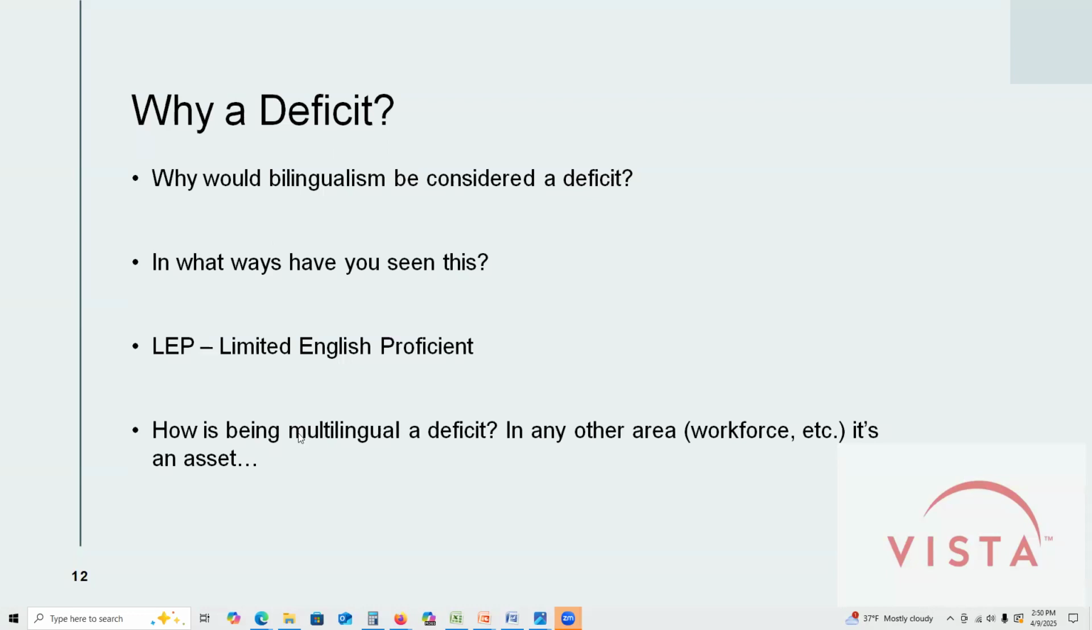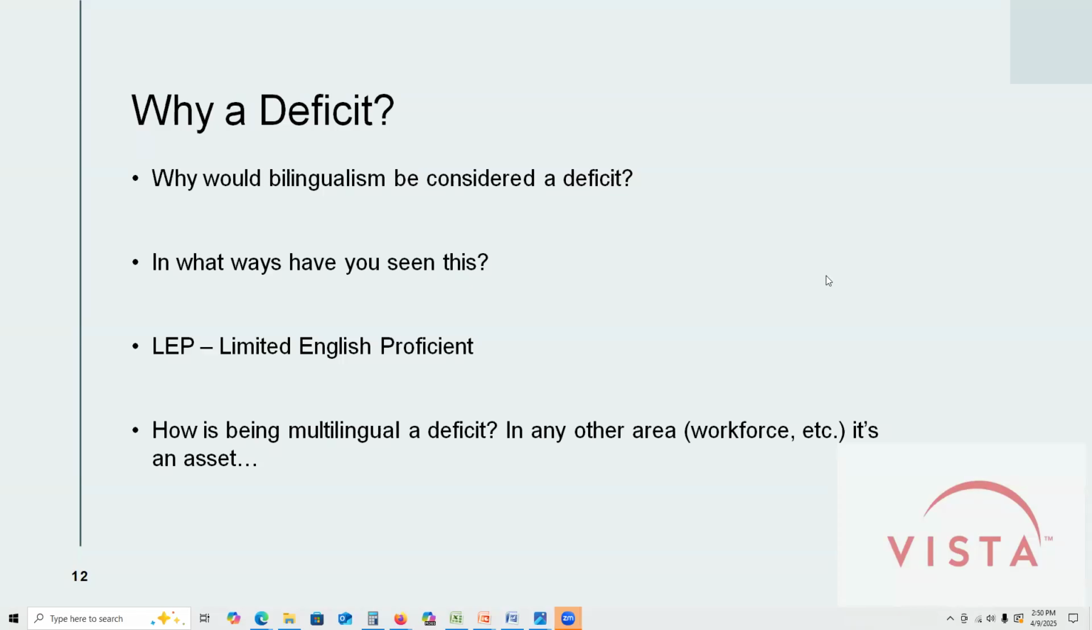If anything, bilingualism in any other area, workforce, this would be an asset. Oh, wow, we have someone here who can speak two languages. That's awesome. Would that not be considered an asset anywhere else? Yet in our schools, their skills and knowledge that they've learned at home, as we said from the research, are often overlooked, and they're seen as being at a deficit to their English-speaking peers.